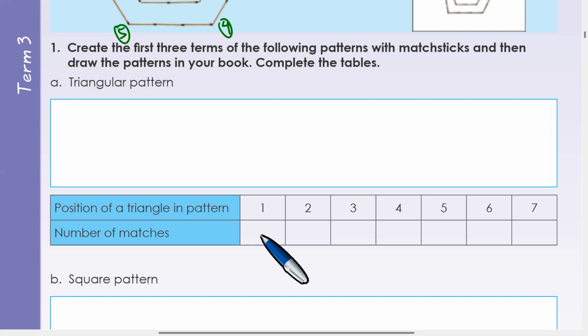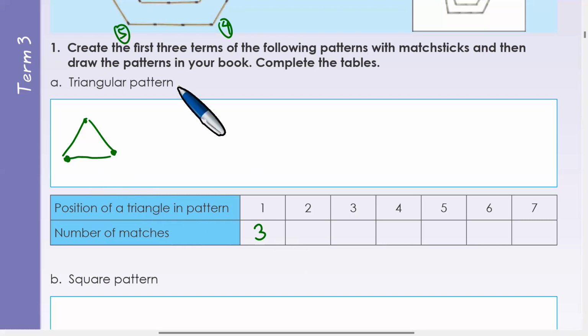How many matches are there? All right, so here we will take a match here, a match here and a match here. So the matches in position 1 of the triangle, how many are they? There are only 3.